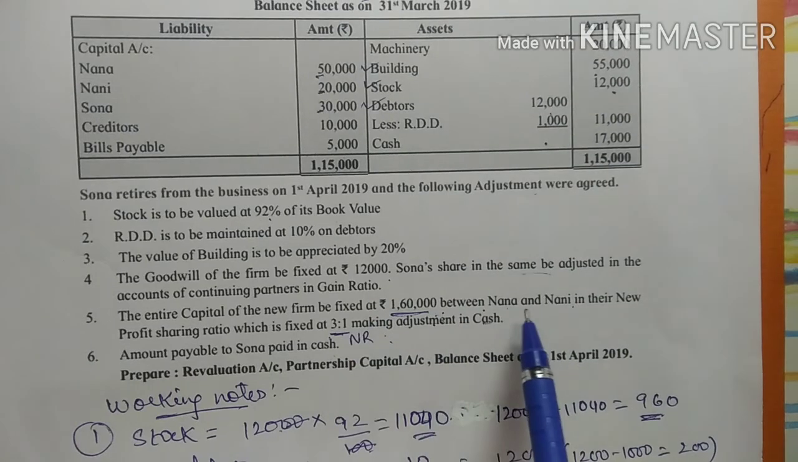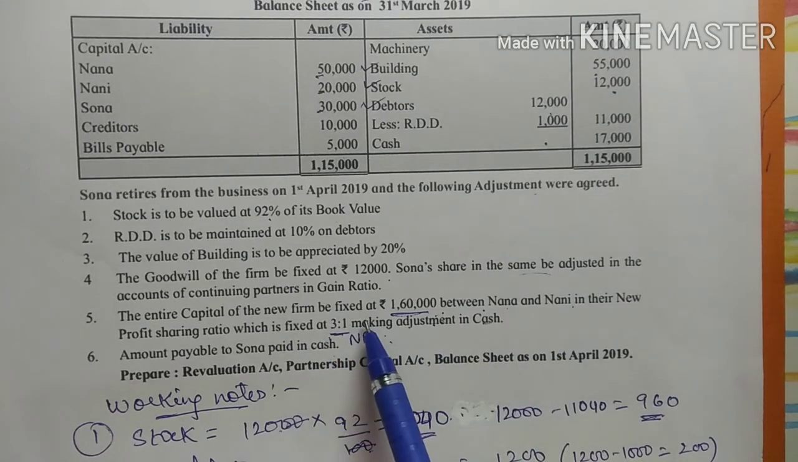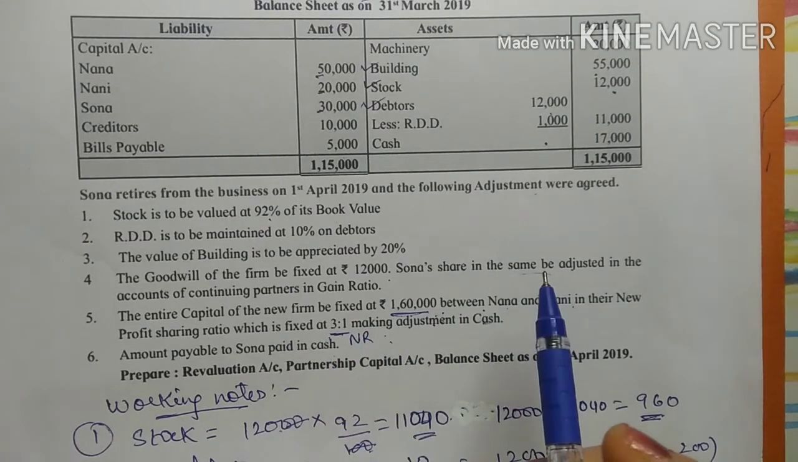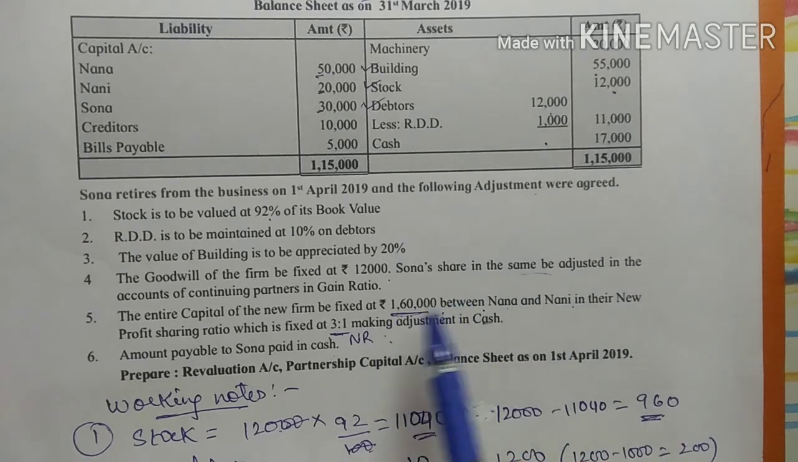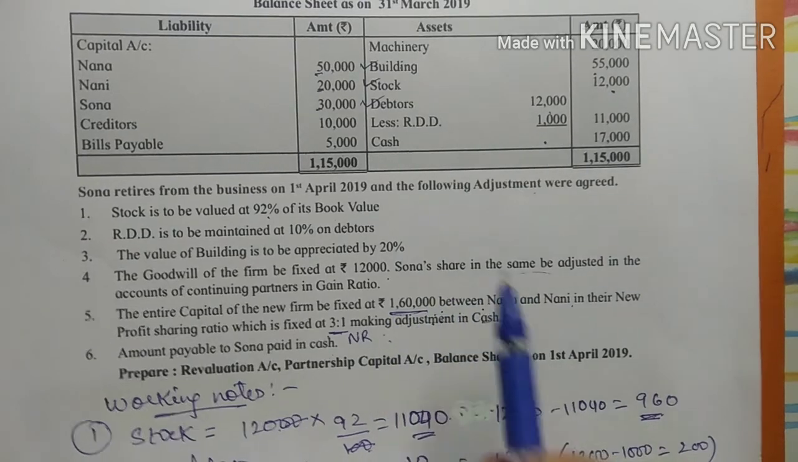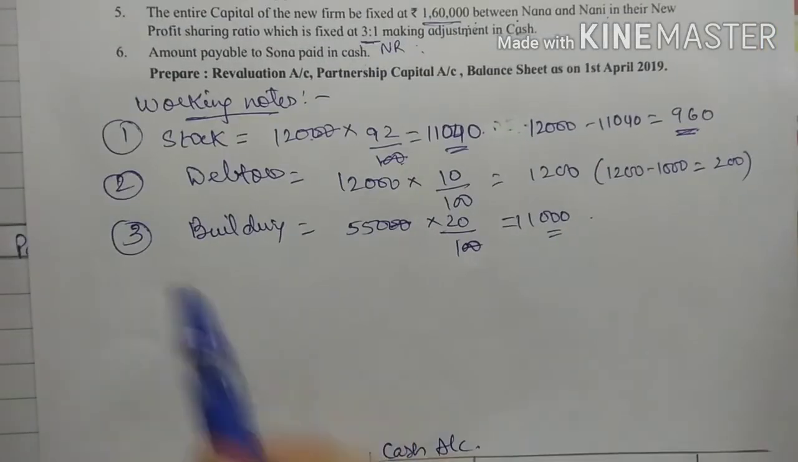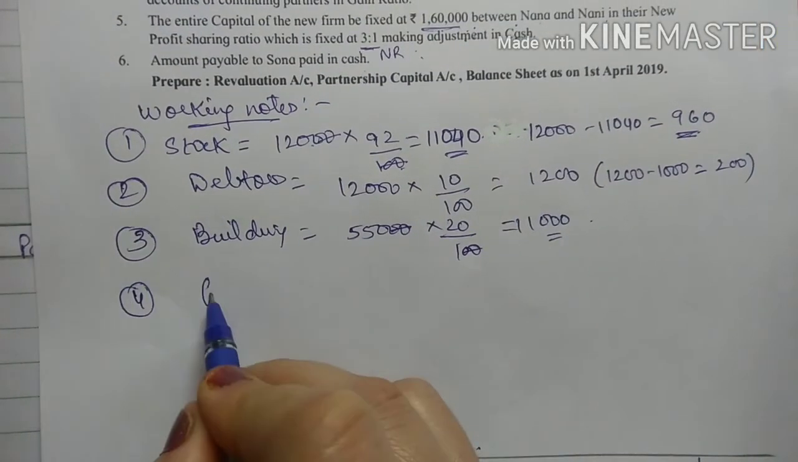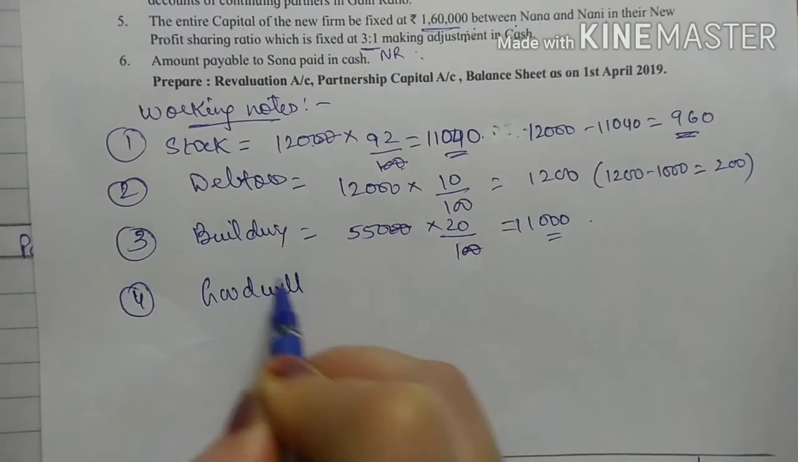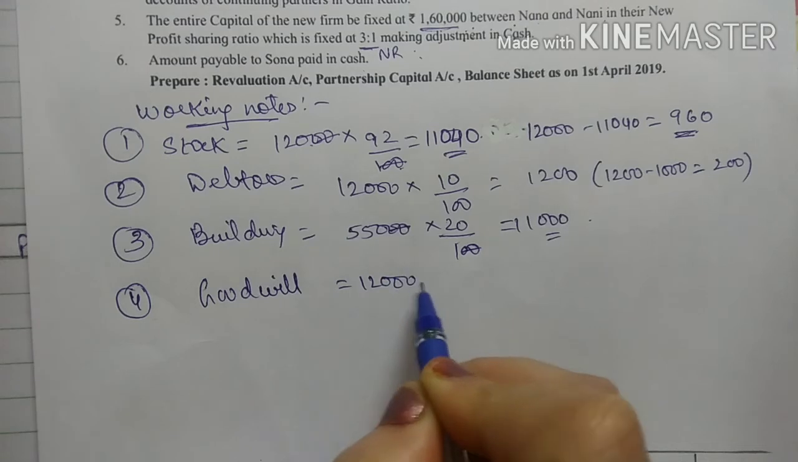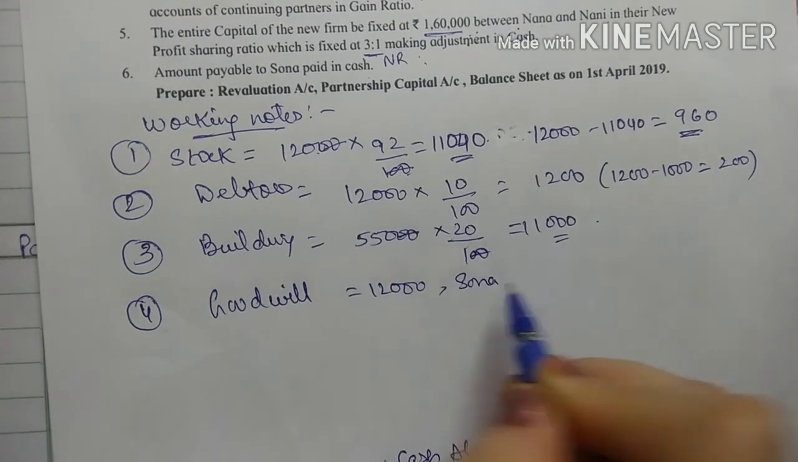Next adjustment, the goodwill of the firm to be fixed at 12,000. Sona's share of the same to be adjusted in the accounts of continuing partners in gain ratio. So now Sona's share is to be calculated first of all. So 12,000 is the goodwill, right? So goodwill is 12,000. Sona's share will be how much?